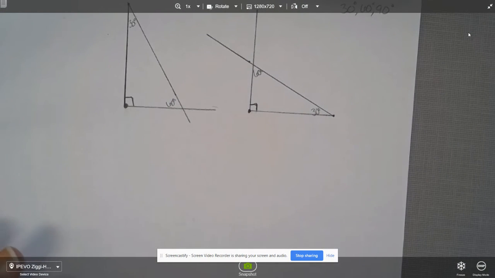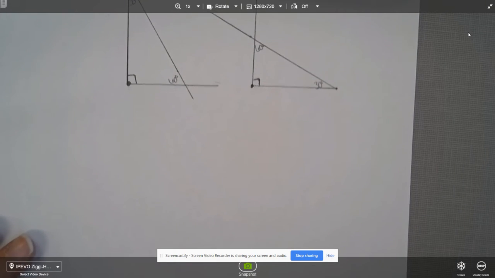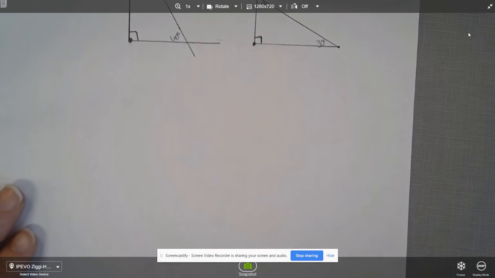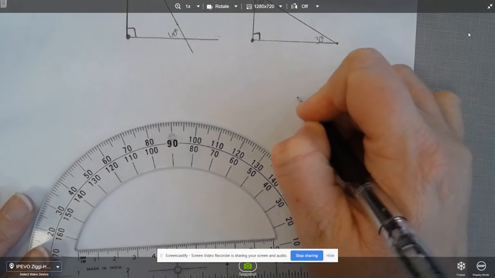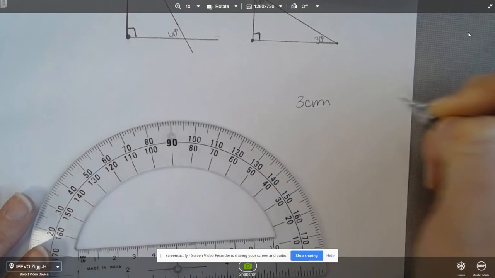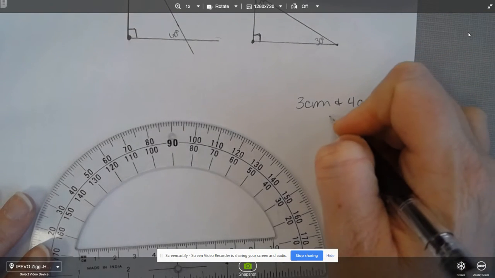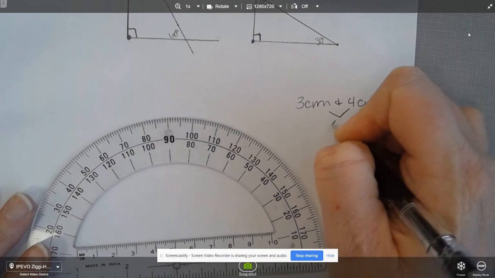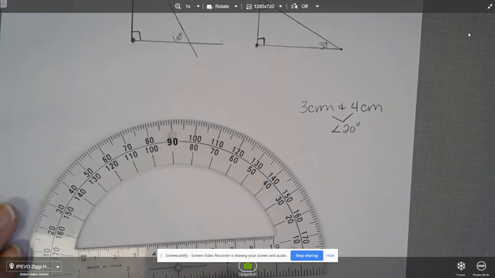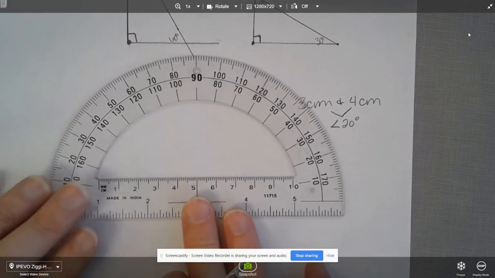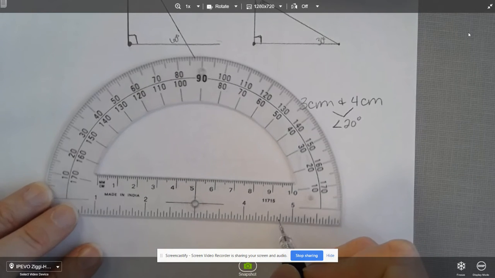All right, so let's look at constructing a triangle using side lengths. For example 3, we want to draw a triangle with a 3 centimeter side and a 4 centimeter side. They are going to meet, so they come together at a 20-degree angle. So they have an angle that's 20 degrees. So I'm going to start by drawing a line.